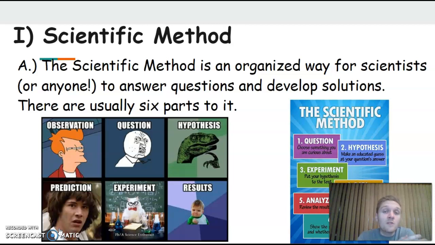So for our scientific method, first we're going to start with a question that we want to answer, something that we're curious about. Then we're going to make a hypothesis, that's an educated guess about that question's answer. And then we're going to do an experiment to test our hypothesis, and then we're going to record data from that experiment. After that, we're going to analyze that data and review the results. And lastly, we're going to report the results of our experiment and determine whether our hypothesis from the beginning was correct or not. Right? So that's a quick overview of our steps there.